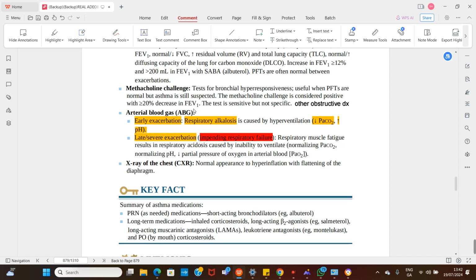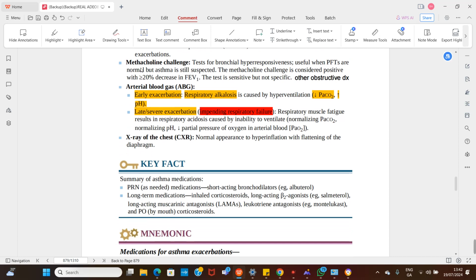So this test is sensitive, but it's not specific, because people with COPD can also have a drop in the FEV1 when you give them methacholine. It will tell you that there's definitely an obstructive lung disease, but it does not tell you specifically if it's from asthma, COPD, or bronchiectasis. You can't know. So don't forget, the SABA will cause improvement by a 12% increase or volume more than 200 mL, while your methacholine will cause a decrease by 20%.